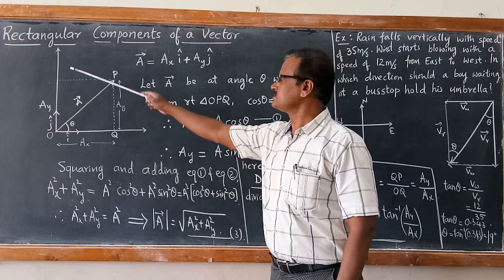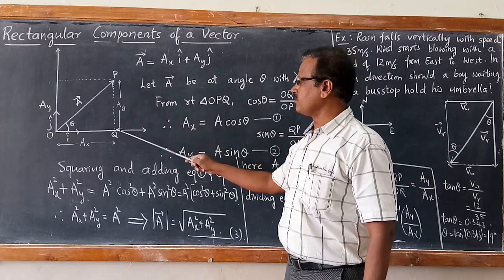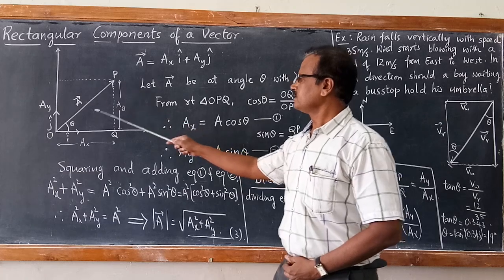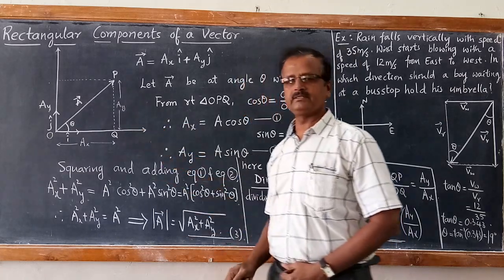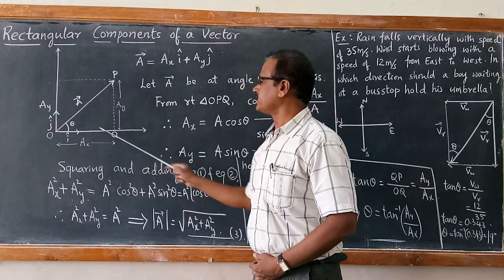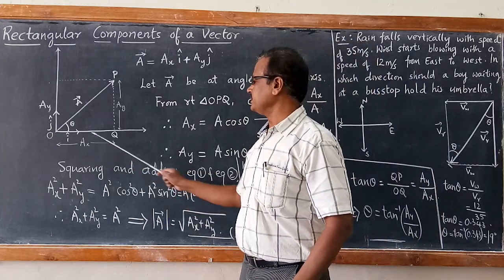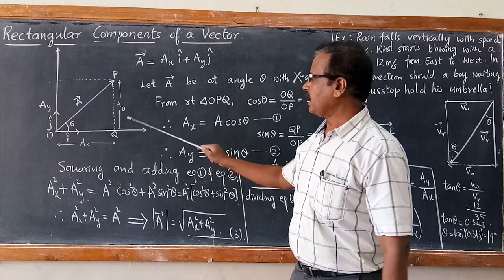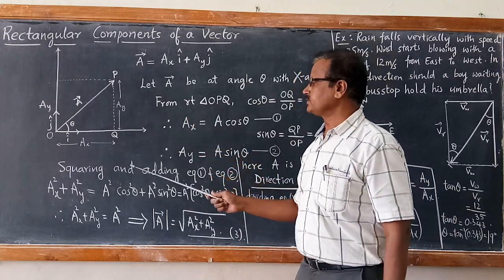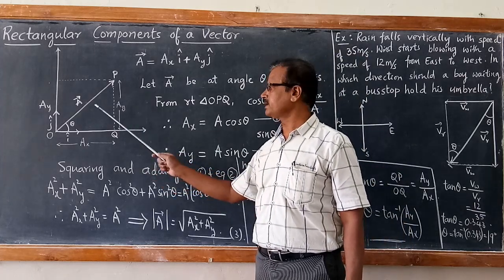This is the x axis and this is the y axis, as we have seen yesterday. If you draw a perpendicular from P to the x axis, then PQ becomes the corresponding y component, that is AY, and OQ becomes the corresponding x component. So the x component is represented by AX and the y component is represented by AY. These are respectively called the x component of vector A and the y component of vector A.